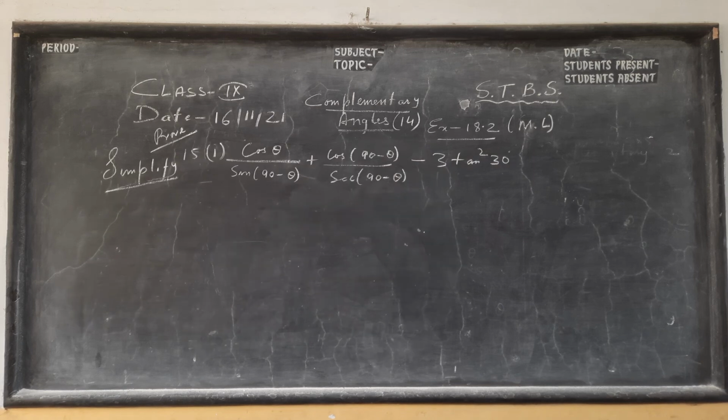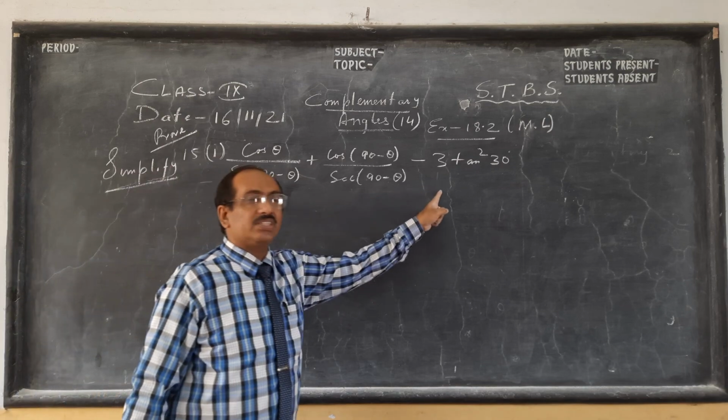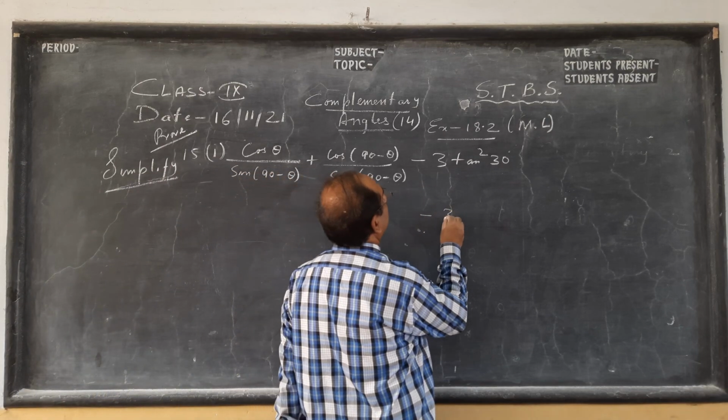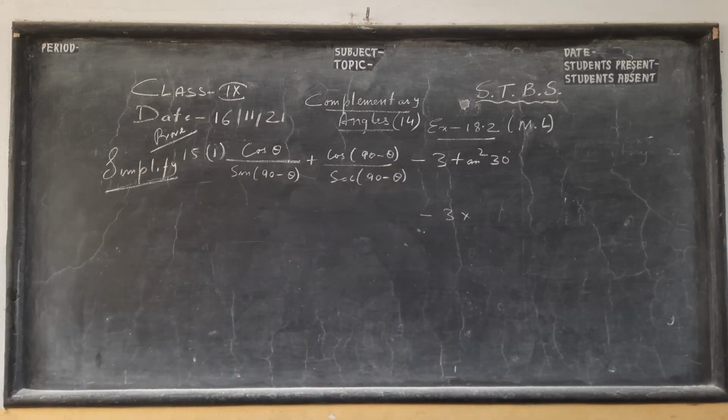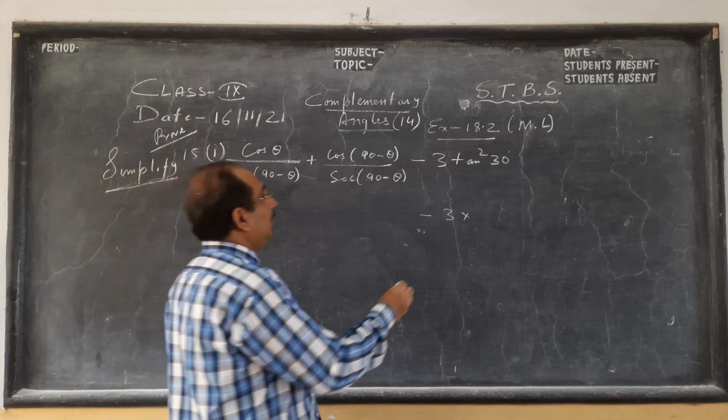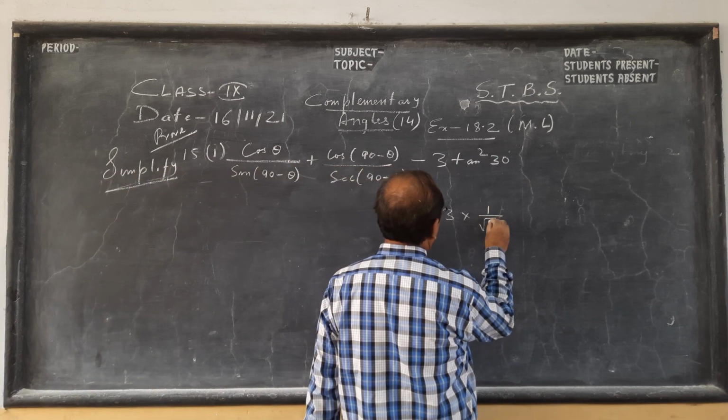So let us see the last question of today's session, where we are going to do question 15 part 1, and this is simplify, children. So remember, whenever you have a standard angle, we substitute the value of the particular angle. So tan 30 is 1 by root 3, square.